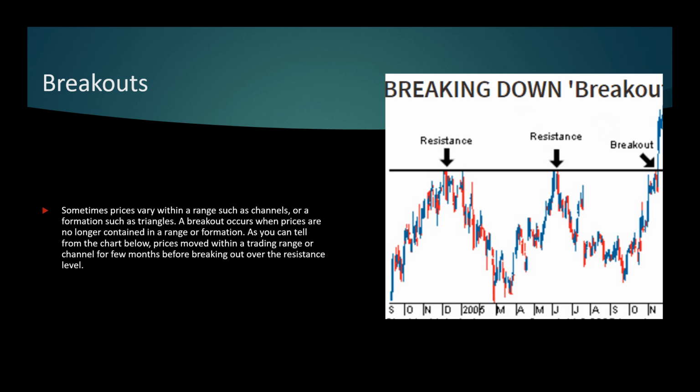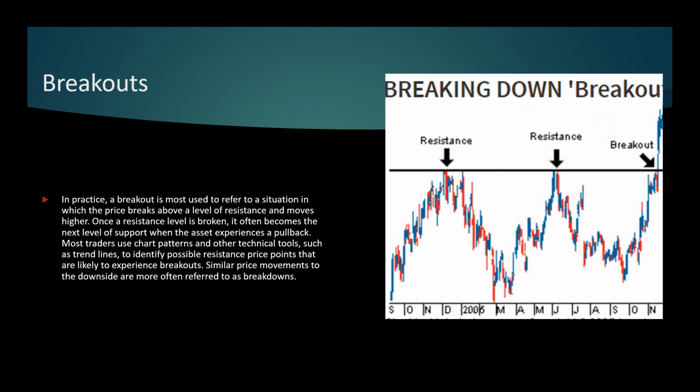Just because something is jumping between support and resistance and looks like it's going to give you a beautiful breakout, if you don't have a well-developed trend and good support and resistance lines, what you have is just a whole bunch of coincidences. In practice, a breakout is most used to refer to a situation in which the price breaks above a level of resistance and moves higher, or below a level of support and moves lower.